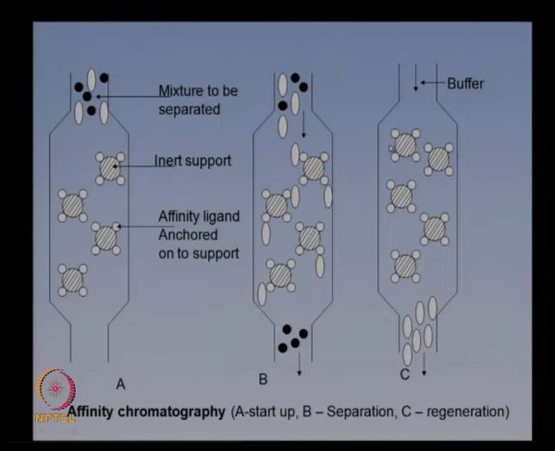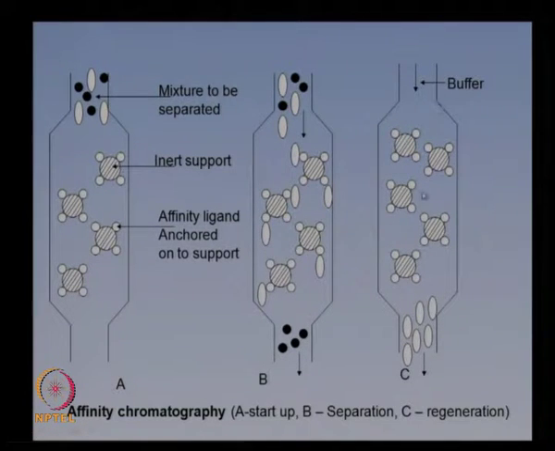So we saw this picture in the previous class as well. What you have is an inert support here, and we have the affinity ligand anchored to this inert support. Now imagine we have a mixture that needs to be separated. We have those molecules which are complementary to this affinity ligand and those molecules which are not complementary to the affinity ligand. So what happens as the mixture flows here, those molecules which are complementary to the affinity ligand get bound and the remaining molecules flow out. So we are separating those which are complementary and those which are not complementary.